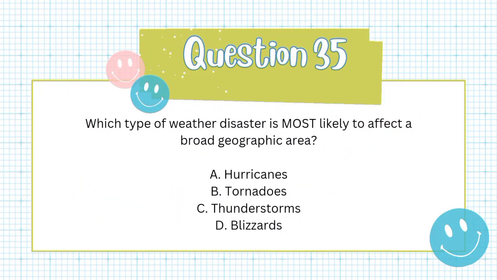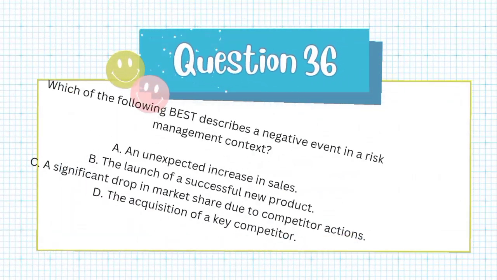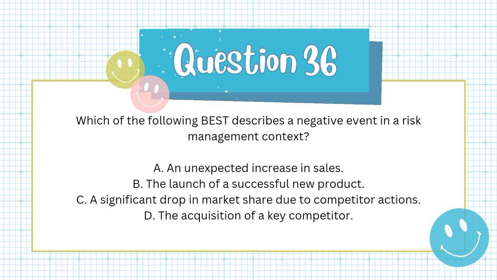35. Which type of weather disaster is most likely to affect a broad geographic area? A. Hurricanes. B. Tornadoes. C. Thunderstorms. D. Blizzards. The correct answer is A. Hurricanes.